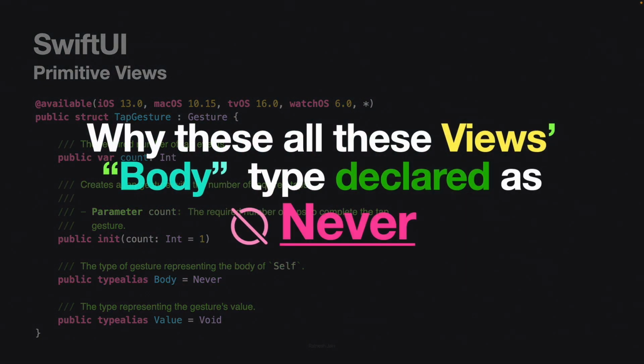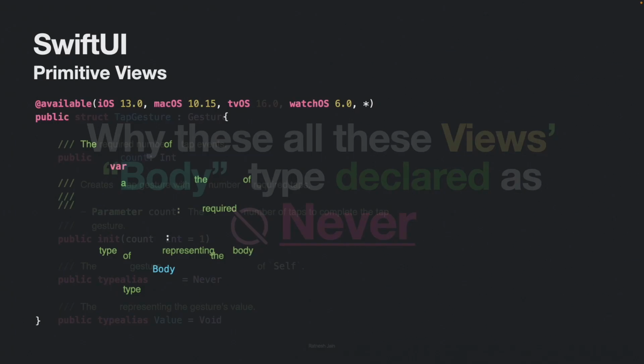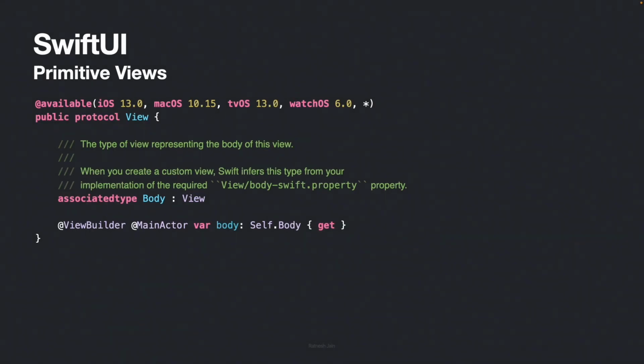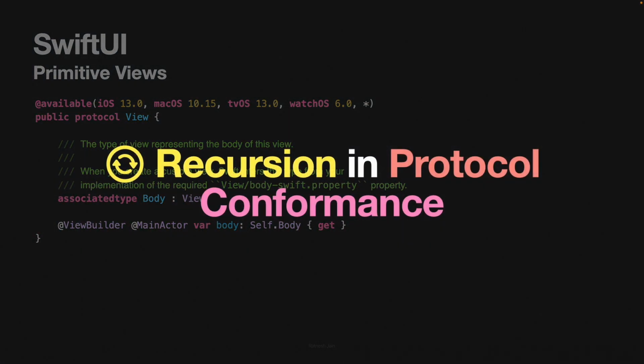So why is all these views' body declared as Never? Because it will never execute. Then how will SwiftUI show the image or text? If we see the View protocol, we will also find that it is referring to a type alias Body, which is also conforming to View. So this is a kind of type recursion. The View's body should be View, and its body should be View. So when will it end? This is called recursion in protocol conformance.